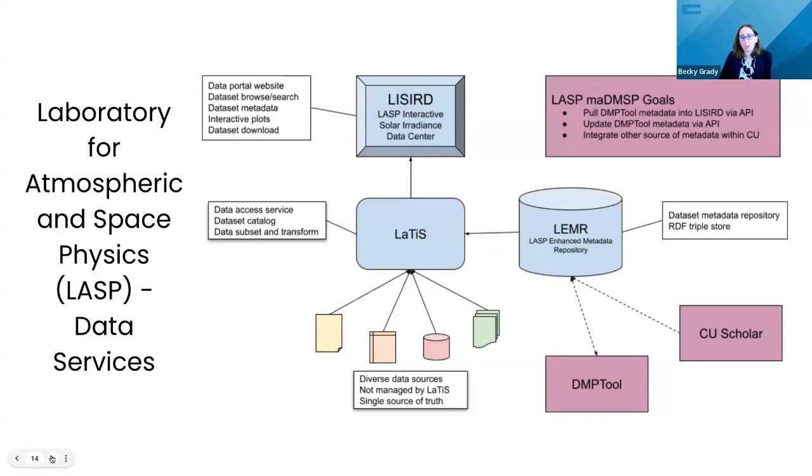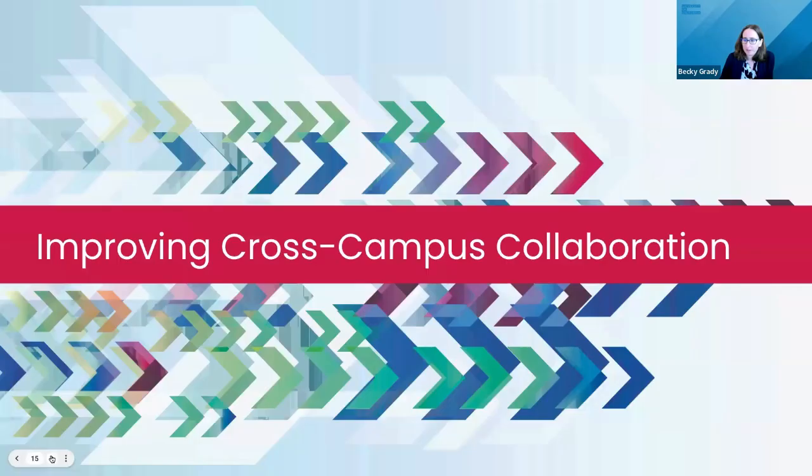On the next slide, we see a similar workflow mapping that was done with LASP, the Laboratory for Atmospheric and Space Physics at CU Boulder. And similarly, they have a lot of local systems that their researchers use at Boulder, and their goal is to connect the machine actionable plan to these. They're going to both pull metadata from the DMP to other systems, as well as update the DMP with information from other places.